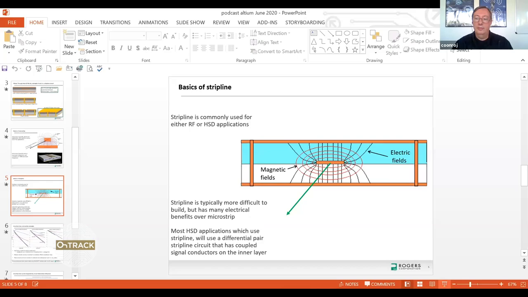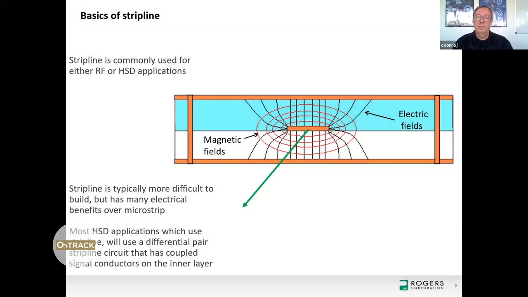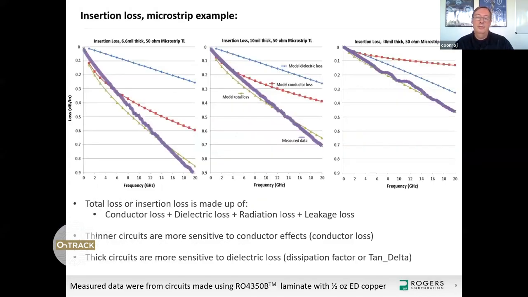Insertion loss is actually made up of four different components: conductor loss, dielectric loss, radiation loss, and leakage loss. Leakage loss, I'm not going to talk about. A lot of times we don't talk about that because it's usually not a big deal, because the volume resistivity of the laminates used in printed circuit board technology is so high that leakage is not a problem. If you're using semiconductor grade material, which purposely has lower volume resistivity, then you could have some issues there, or if it's a very high power application. But anyway, I'm going to ignore that one today.